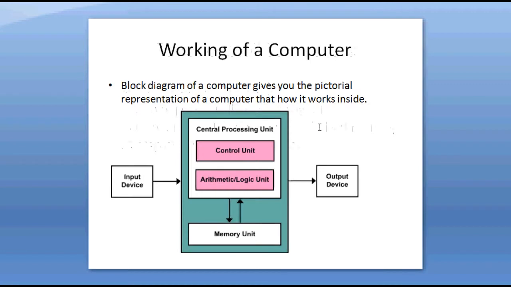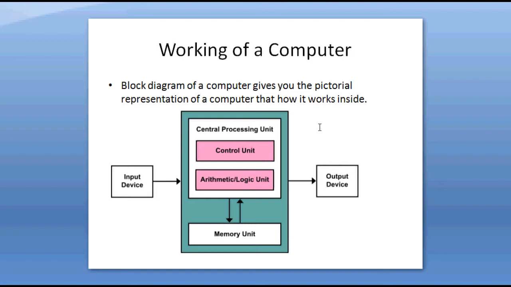Working of a computer. A computer system can be blocked into four parts: input unit, central processing unit, output unit, and memory unit. Input unit is a unit that accepts any input device. The input device is used to input data into the computer system. Functions of the input unit are: it converts input data into binary codes, and it sends data to the main memory of the computer.